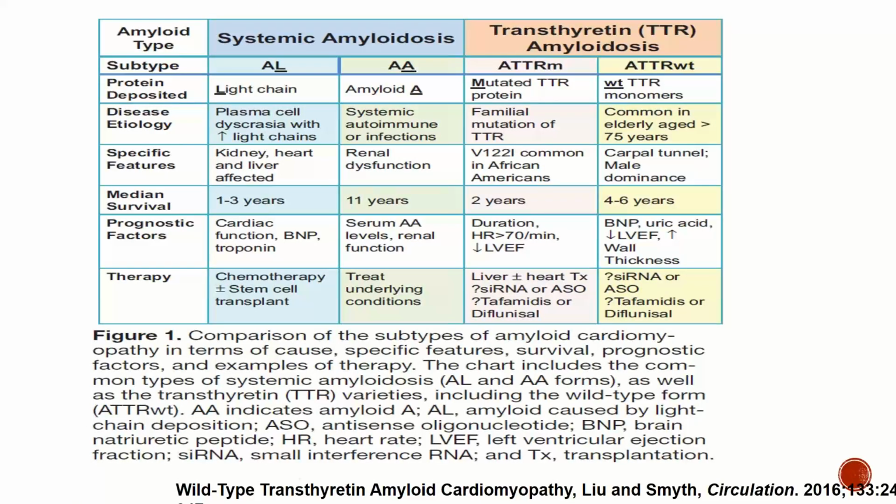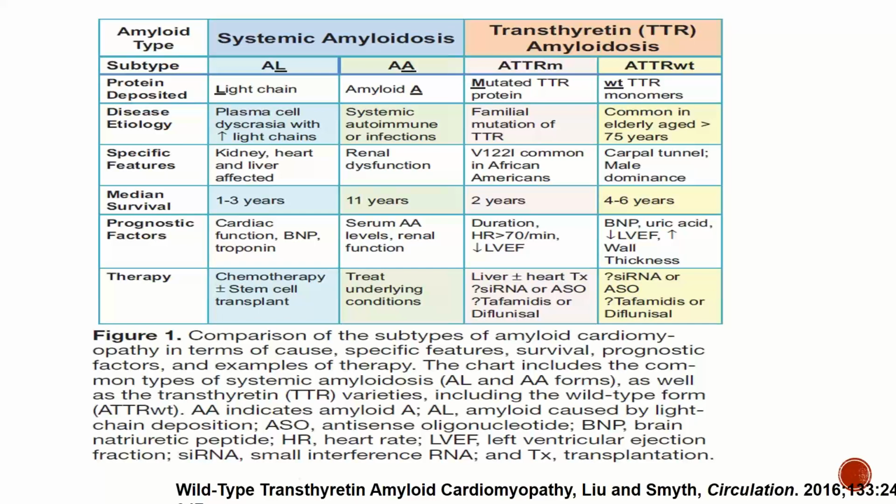Amyloid can be divided into two types, to ease the understanding of the disease: either a systemic amyloidosis type or a transthyretin amyloidosis type. The systemic type is divided into light chain, which we usually see with plasma cell disease, and those patients usually have high light chain; the organs mainly affected are the kidneys, heart, and liver, with median survival of 1 to 3 years. The other systemic type, which is seen in systemic illness, autoimmune and infectious, mainly causes renal dysfunction, and median survival is usually 11 years.